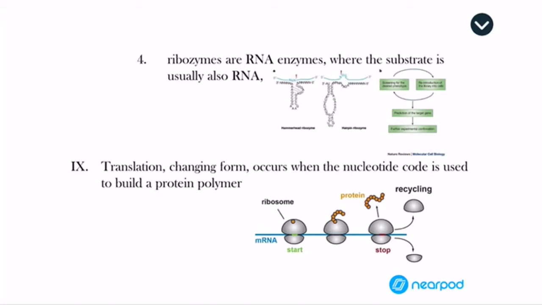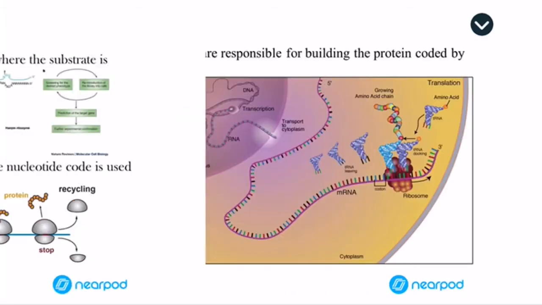Translation then is changing form. It's not just copying. We need a dictionary to do translation in languages, and you'll need a dictionary of sorts to do translation in the central dogma as well. So this is where we actually build the protein polymer, the chain of amino acids, from the nucleotide sequence in the RNA.